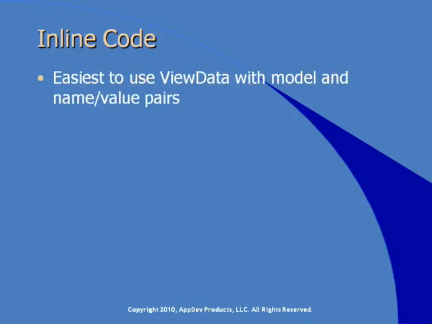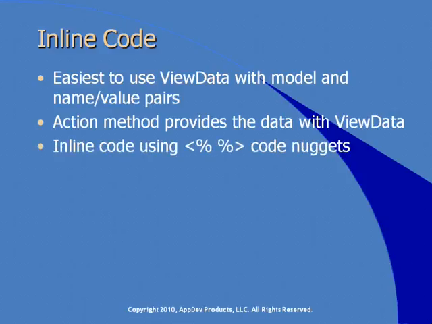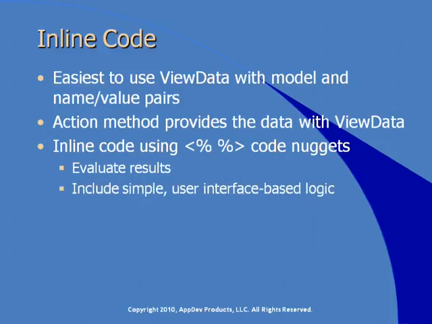One of the easiest ways to populate the view with data, and probably one that you'll use often in your MVC applications, is to use a view data model along with name-value pairs. The controller's action method is responsible for providing the data to the view before invoking it. And then to read and display the data in the view, you can use inline code using the ASP.NET angle bracket % delimiters for code nuggets. You can then use a code nugget to evaluate results and include simple user interface-based logic within a view.